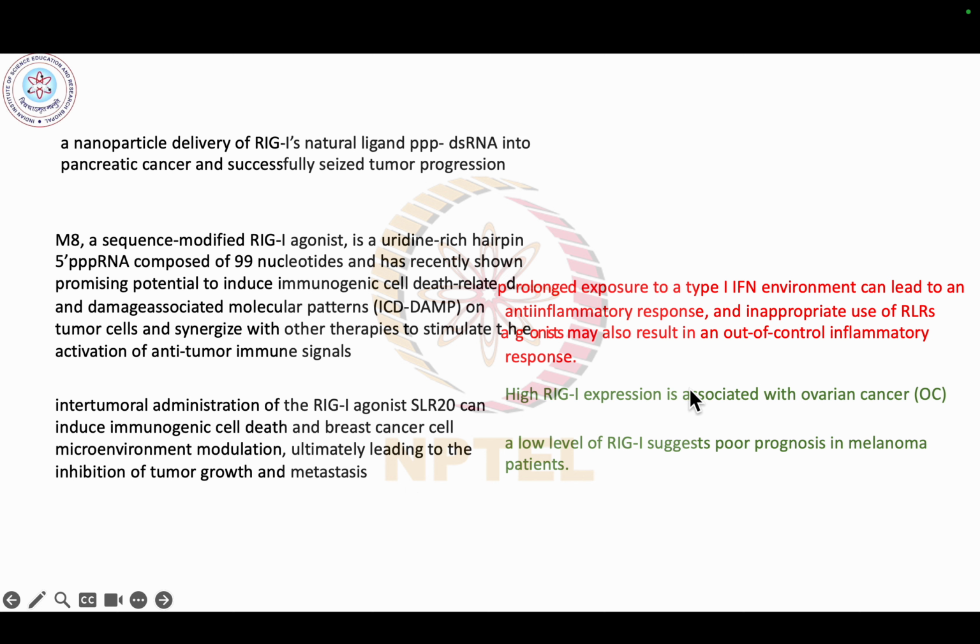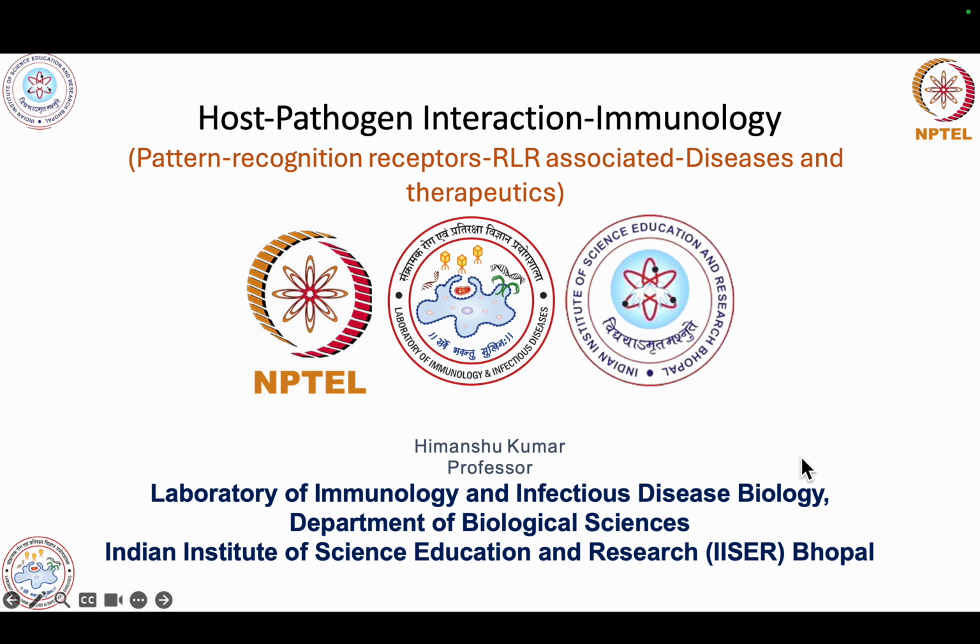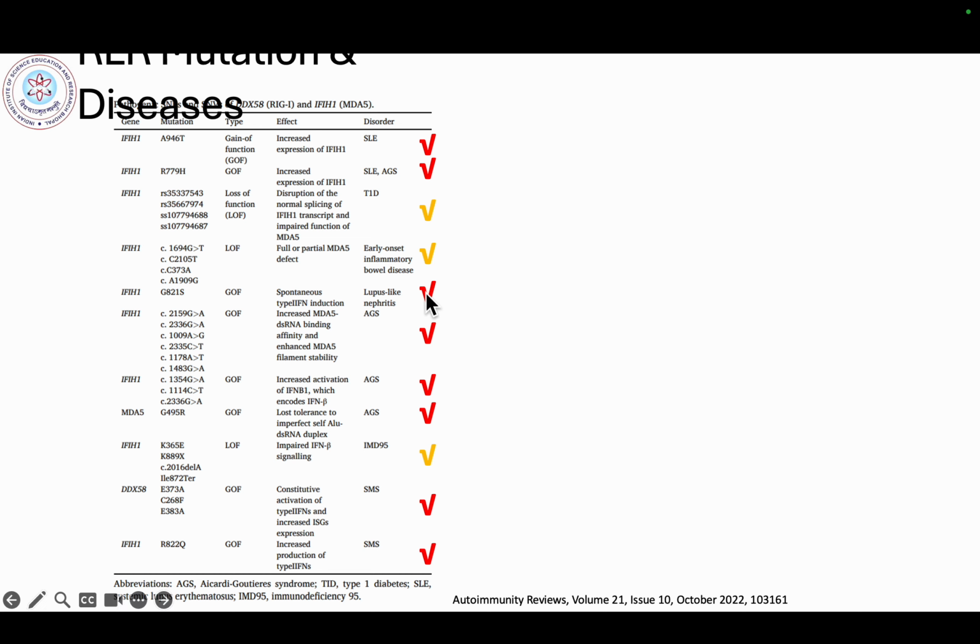High RIG1 expression is associated with ovarian cancer. A low level of RIG1 suggests poor prognosis in melanoma patients. So again, there are different kinds of genes and mutations associated with it, which lead to gain of function or loss of function mutations. And there are diseases like SLE, AGS, and lupus-like nephritis associated with this.